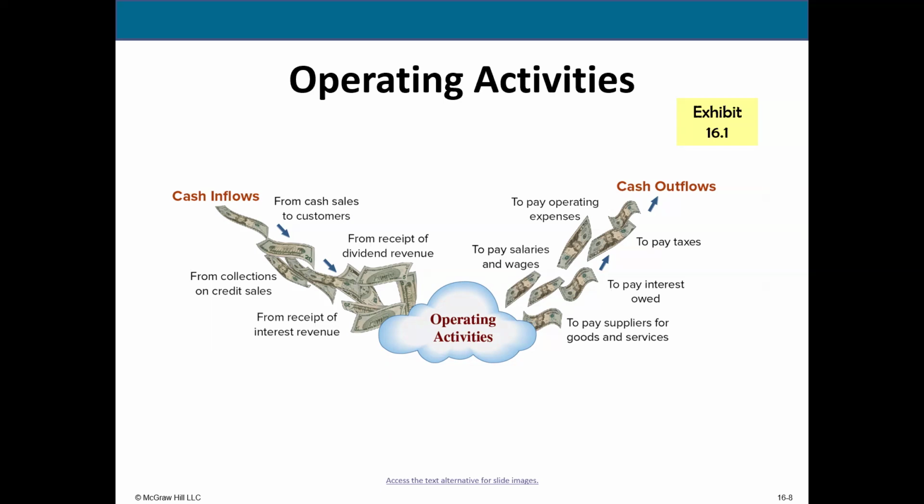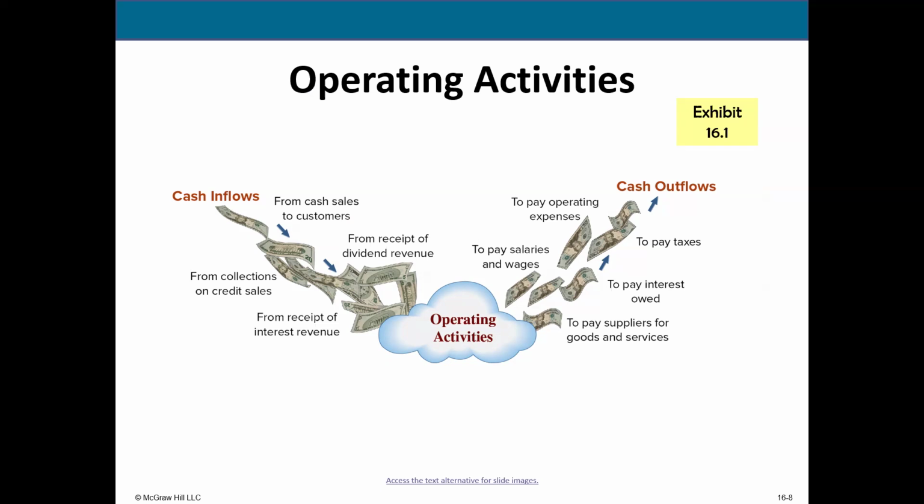So cash coming into the business comes from the sales that we've made to our customers. Or maybe we're receiving some dividend revenue from our investments in other companies. We're collecting our accounts receivable. Maybe we're earning some interest revenue. These are all reasons why cash would come into the business for operating activities. Anytime you hear operating, think day-to-day operations of the business.